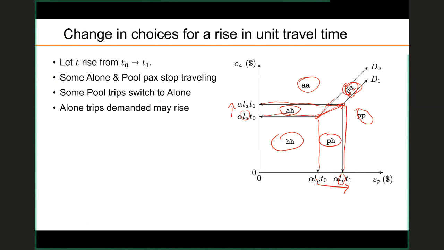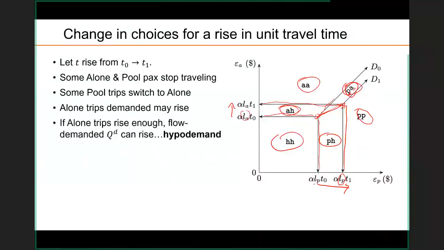And so basically, if the mass of people in this region, PA, is larger than the mass of people in this region, AH, then overall alone trips demanded may actually rise, which is kind of surprising. So if you were running Uber and you saw that traffic got worse, you would see more people taking the regular Uber now that traffic has gotten worse. An intuitive way to think about that is the example I gave earlier of going to the airport. Even though overall the number of trips demanded falls when traffic gets worse, it's possible for alone trips to rise.